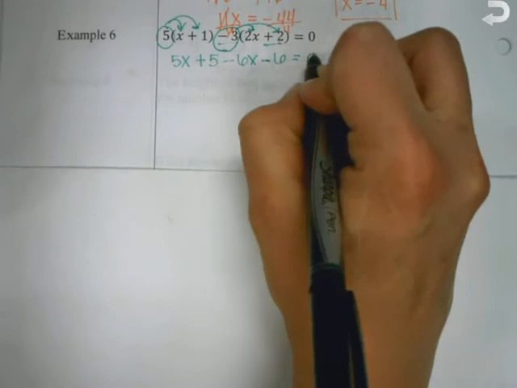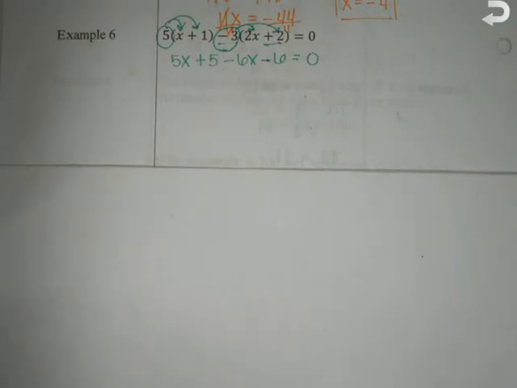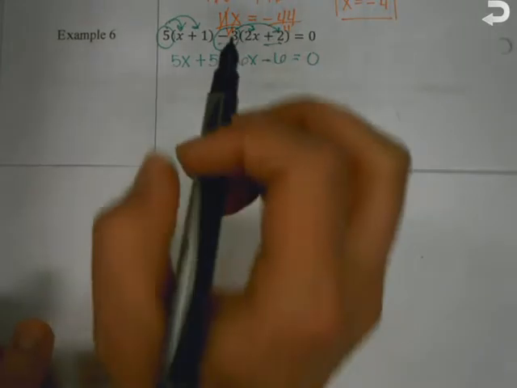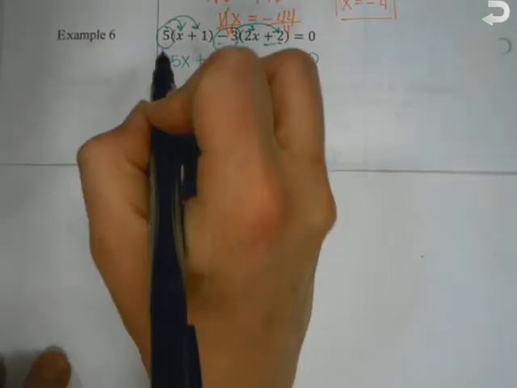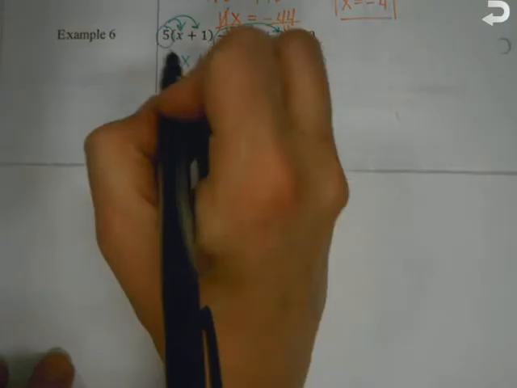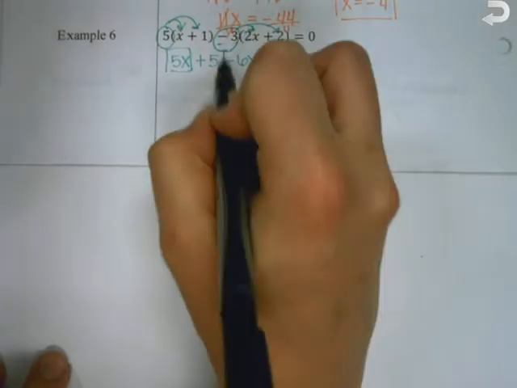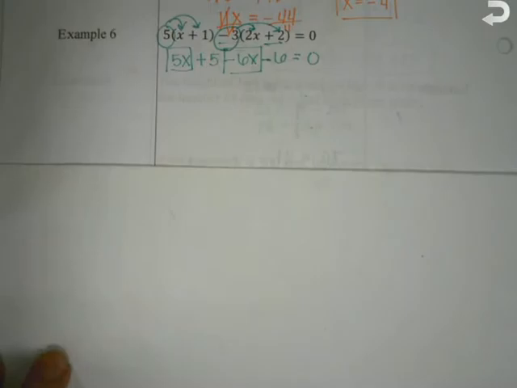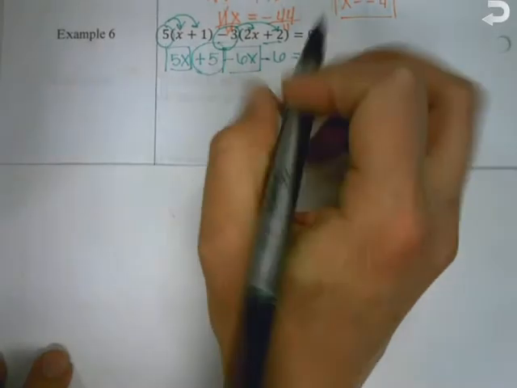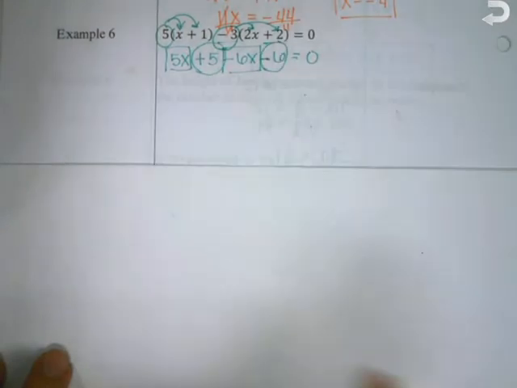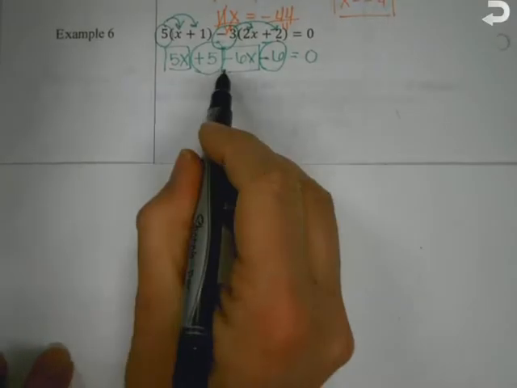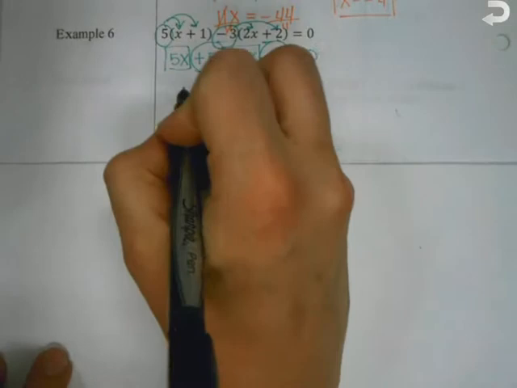Now what? Combine like terms. What do you see? I see 5x and negative 6x, and what else? Positive 5 and negative 6. So let's combine like terms. What's 5x minus 6x? Negative 1x, or negative x. And 5 minus 6 again? Negative 1 equals 0.